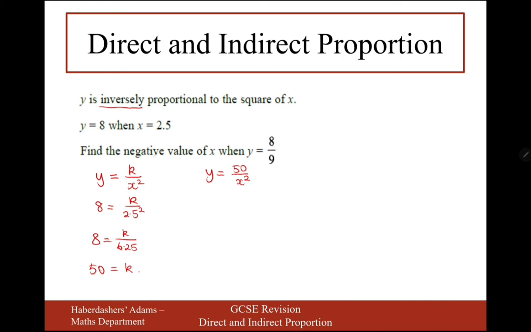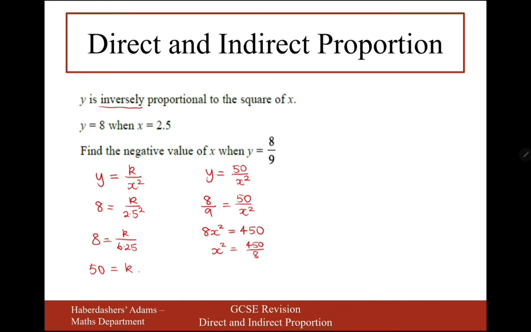Now we need to find the negative value of x when y is 8 over 9. So, okay, let's substitute in 8 over 9 for y. And at this point, I've got an equation with fractions on both sides. So I'm going to cross multiply here. So the x squared is going to multiply to the left-hand side, and the 9 is going to multiply to the right-hand side. Divide by 8 now. So x squared equals 450 divided by 8.